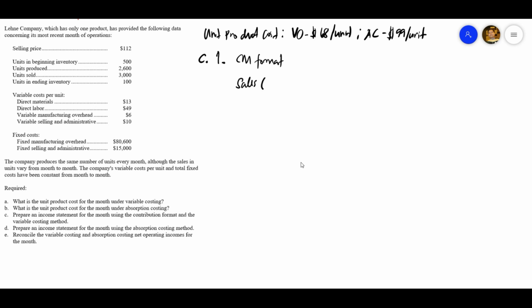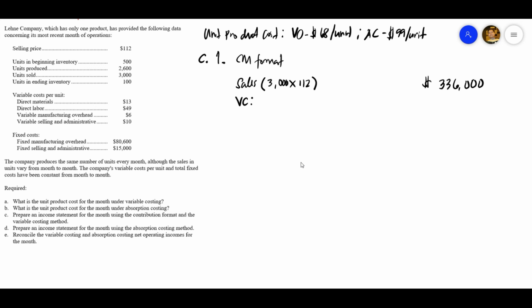What is your sales here? It's your units sold of 3,000 units multiplied by the selling price of $112. It will give us a value of $336,000. Okay? We need to get the total variable cost, that is related to the units that we produce and sell.